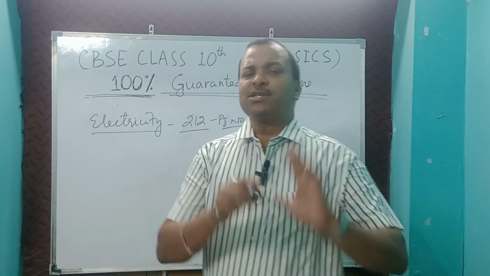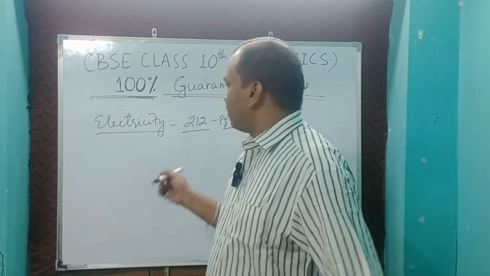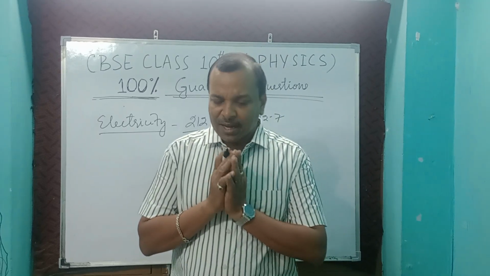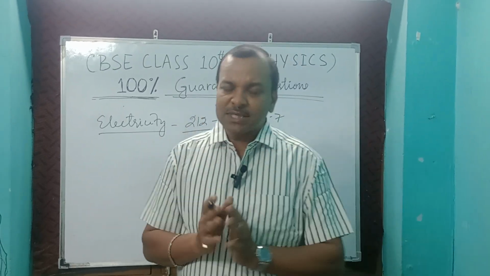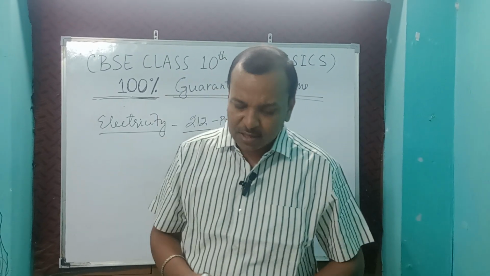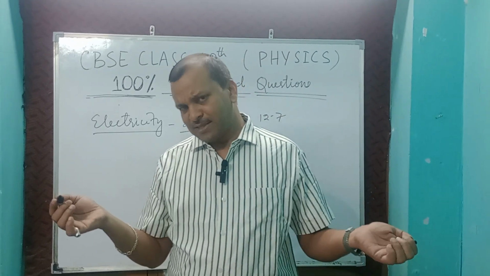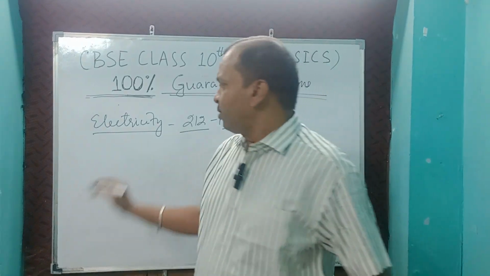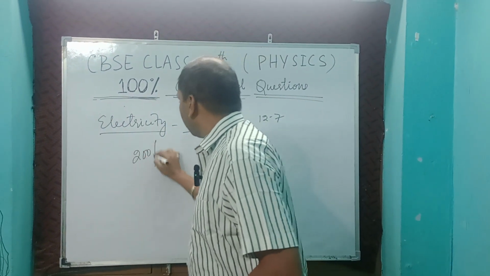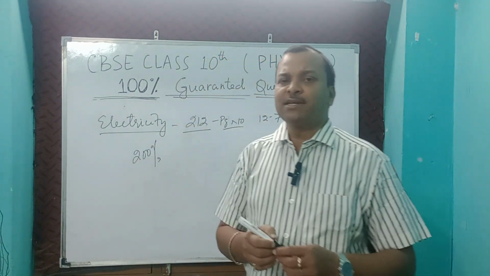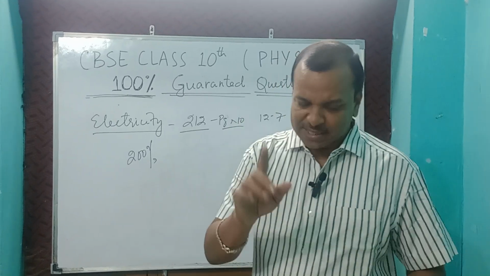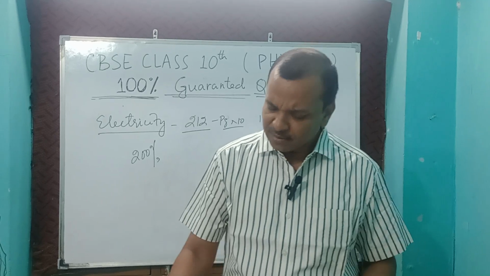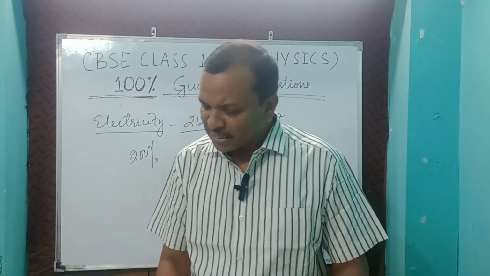I can say it is a 200% question. Total resistance, current through the circuit, potential difference. 110% you are going to get this, instead, 200% you are going to get this question. Make sure.